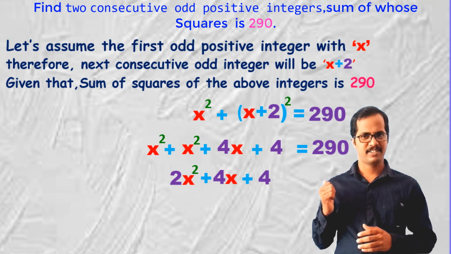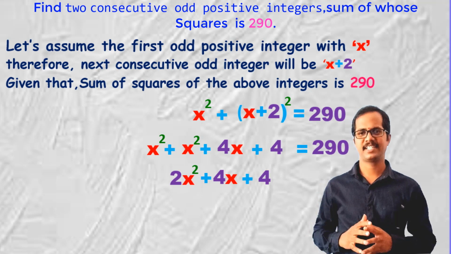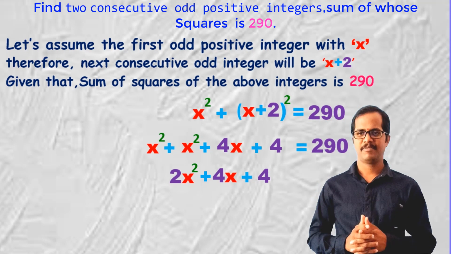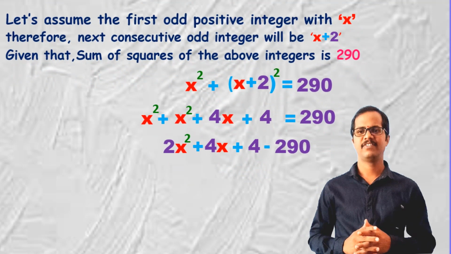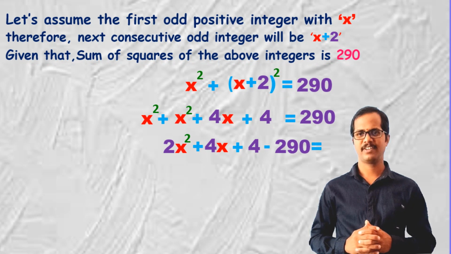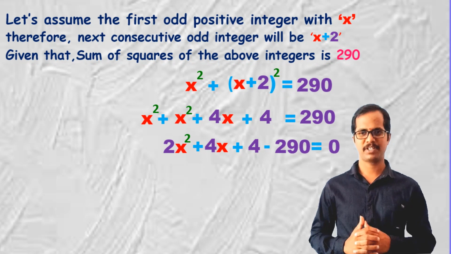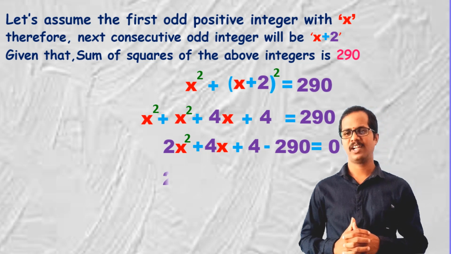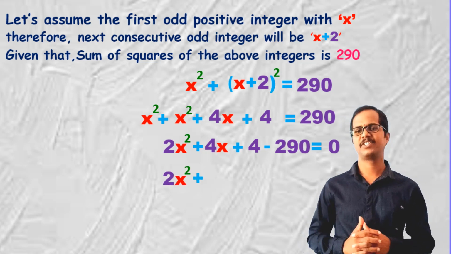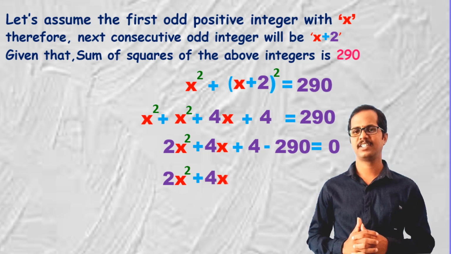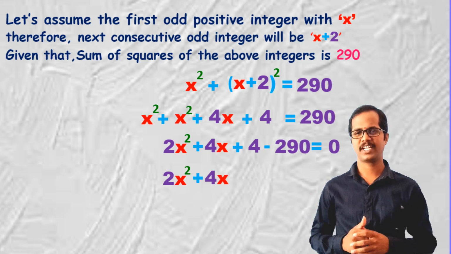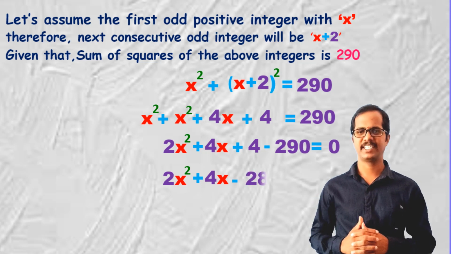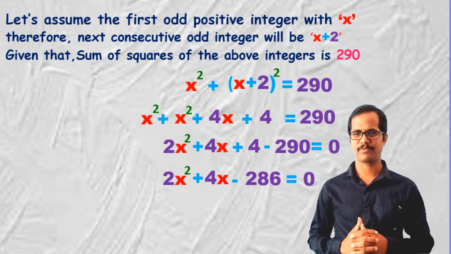And if we transpose the right hand side 290 to the left hand side, we get minus 290, which equals 0. So what we have? 2x squared plus 4x plus 4 minus 290 equals 0. And further simplification, we get 2x squared plus 4x, and 4 minus 290 gives us minus 286, equals 0.